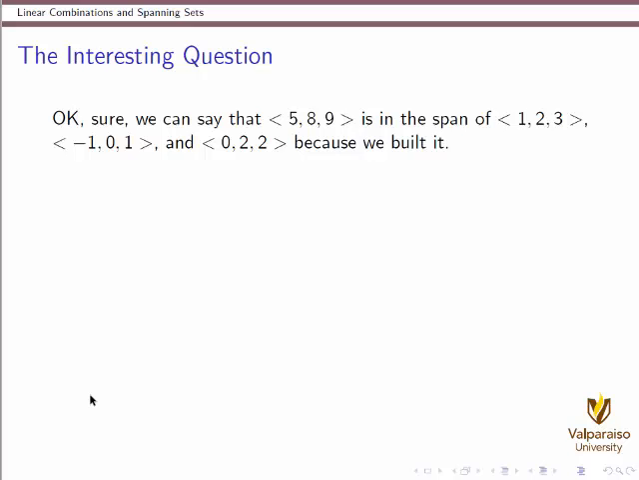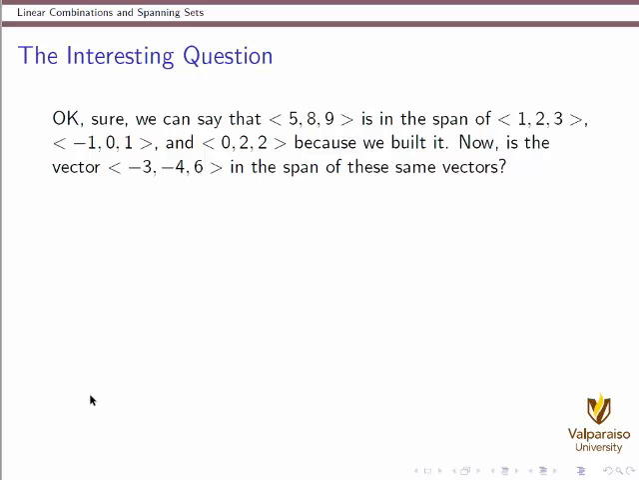So, again, that forward part is easy. We built the vector 5, 8, 9 directly, so we know it's in the span of the other three that built it. If we pick a new vector, like negative 3, negative 4, 6, now we can ask, is this vector in the span of these three vectors too? In other words, is this vector negative 3, negative 4, 6 possibly written as a linear combination of the other three, just like 5, 8, 9 was?